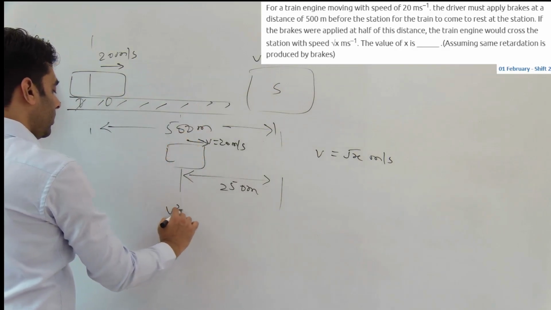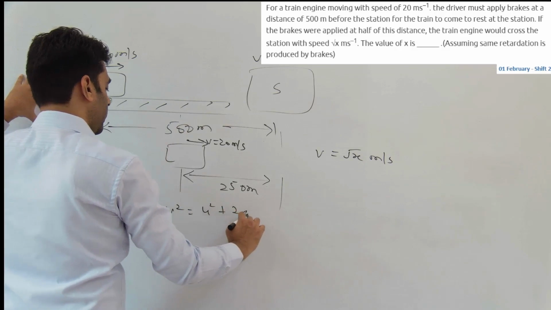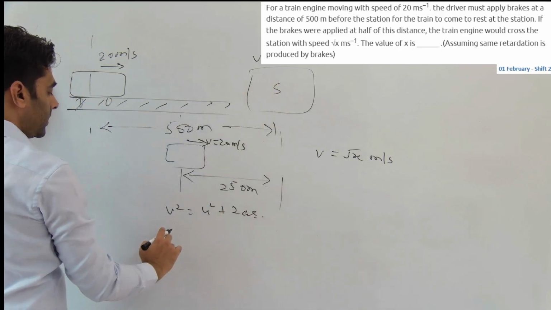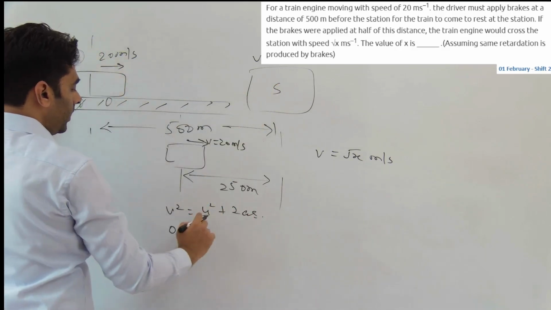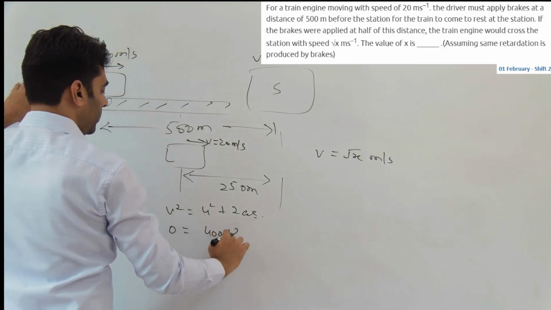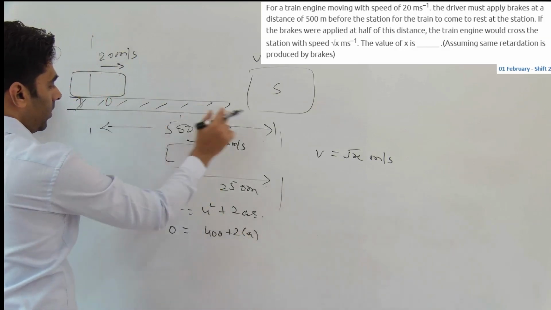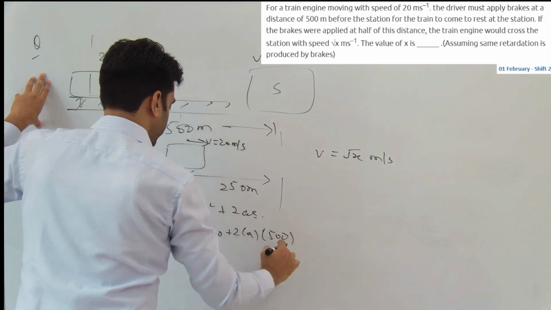So let's write down v square equals u square plus 2as. Finally at the station it becomes 0. Initially its speed is 20, so 20 square is 400, plus 2 into a into s. How much is s? 500. Fine, let us solve it.